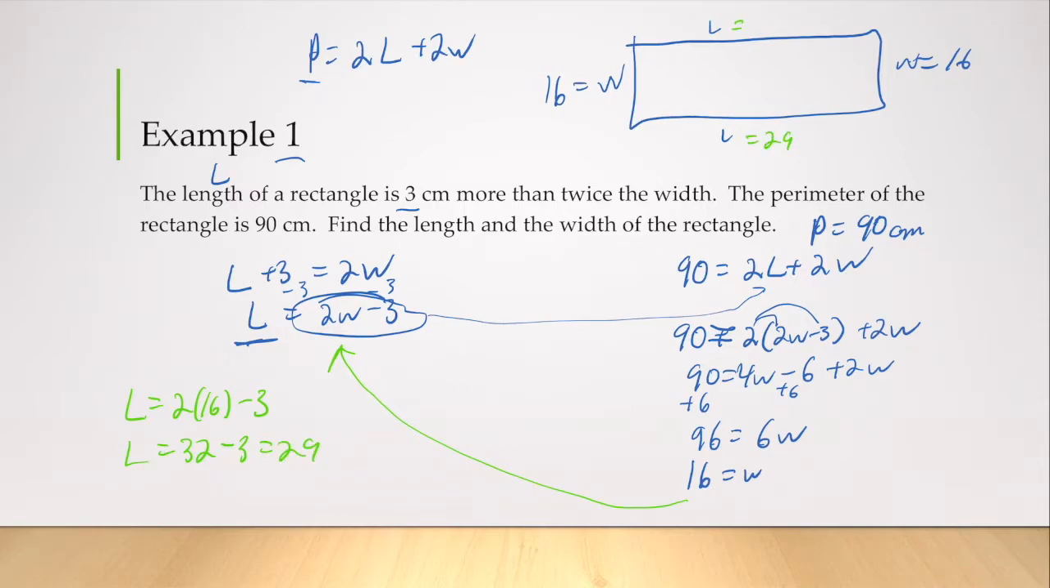And if I wanted to check my answer, I could say 2 times 29 plus 2 times 16 is my perimeter. My perimeter is 58 plus 32, which is in fact 90. And remember that all of these measurements should be in centimeters. Keep track of your units. Good job.